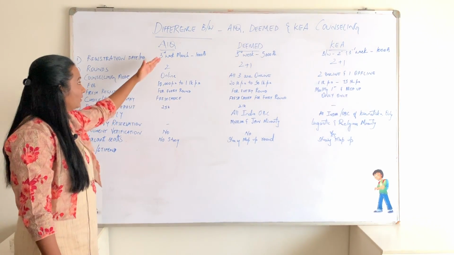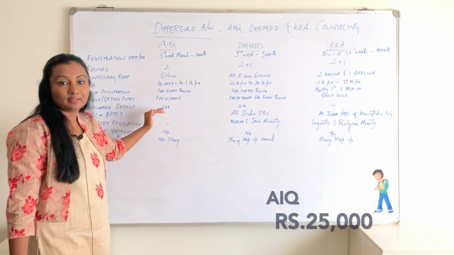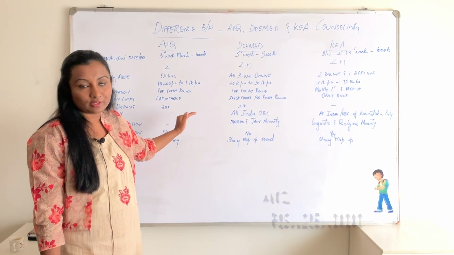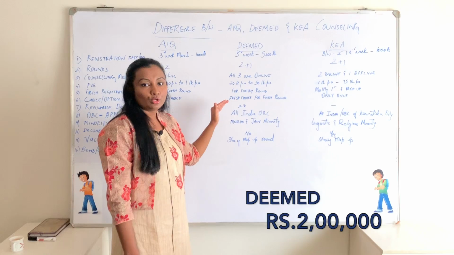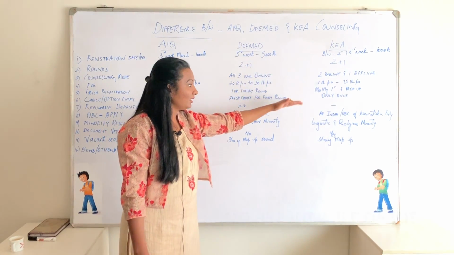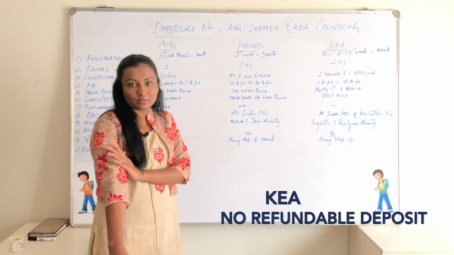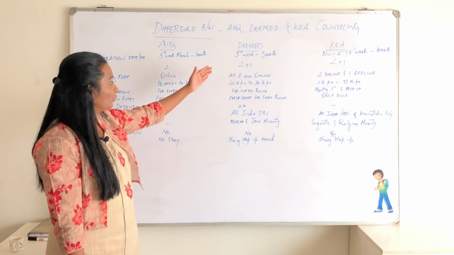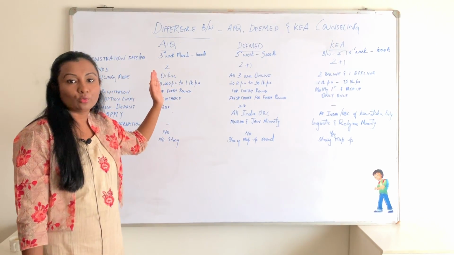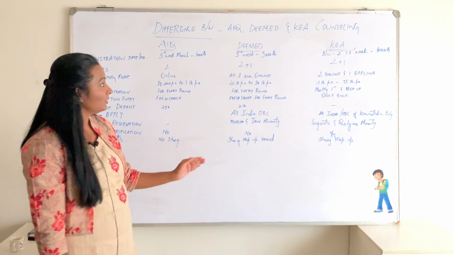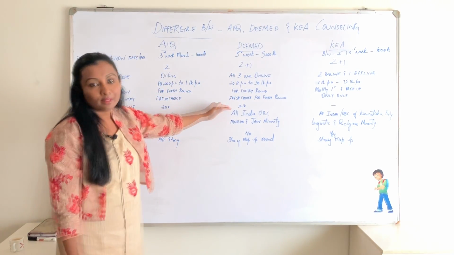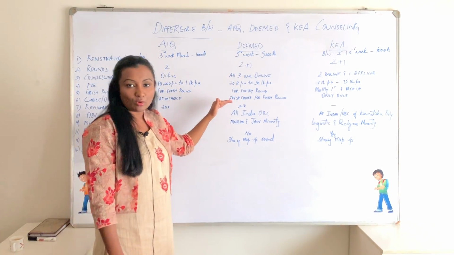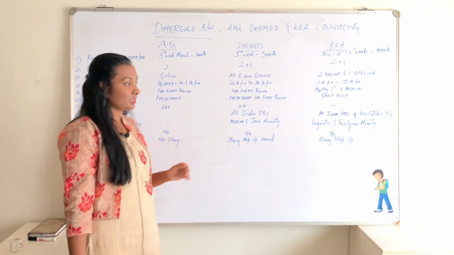Refundable deposit. For AIQ counseling, the refundable deposit is 25,000. For deemed, the refundable deposit is 2 lakh. For KEA, there is no refundable deposit system as such. Now for deemed and AIQ, if you want to participate in the counseling, apart from paying your registration fees, you also have to pay your refundable deposit. This fee is also to participate in the counseling process.